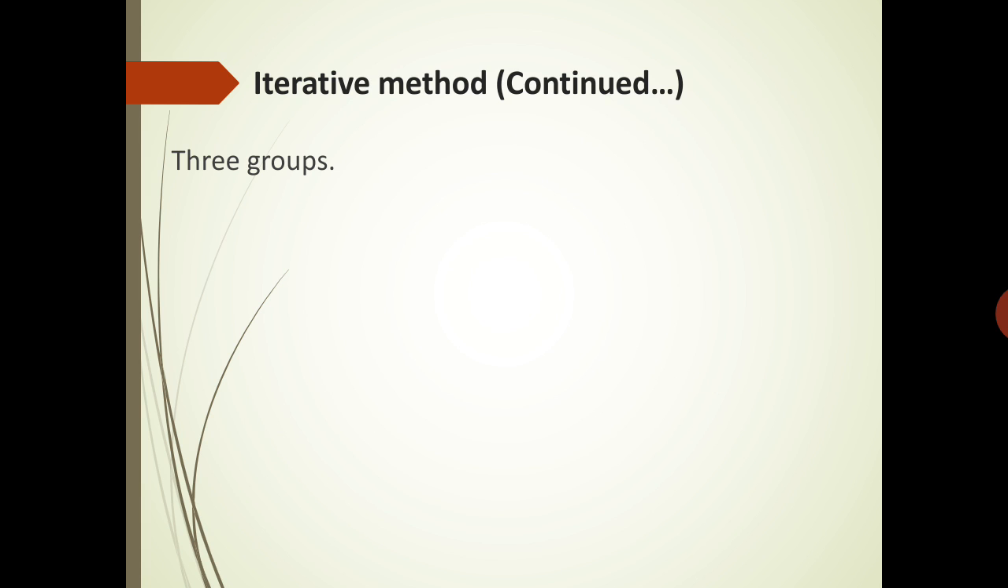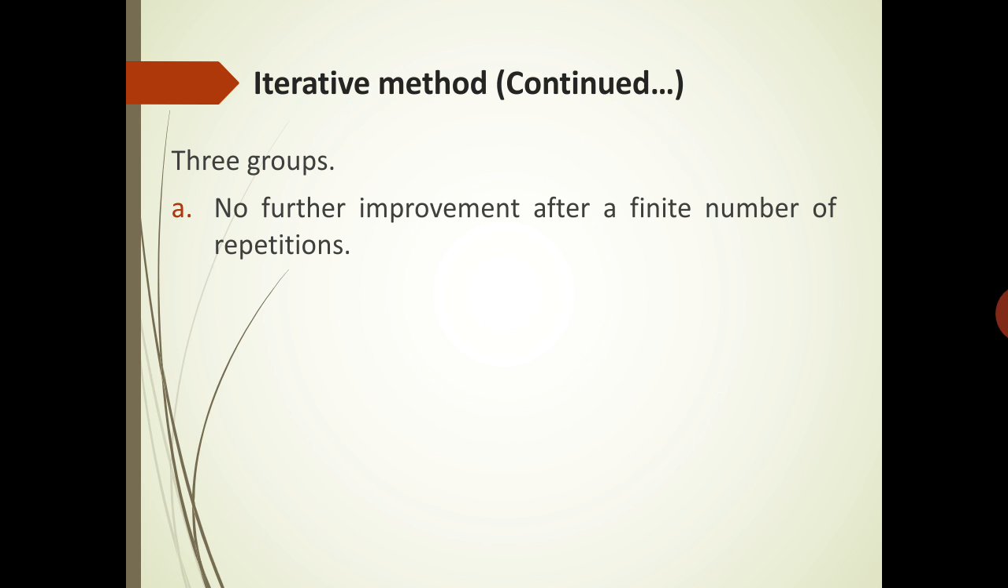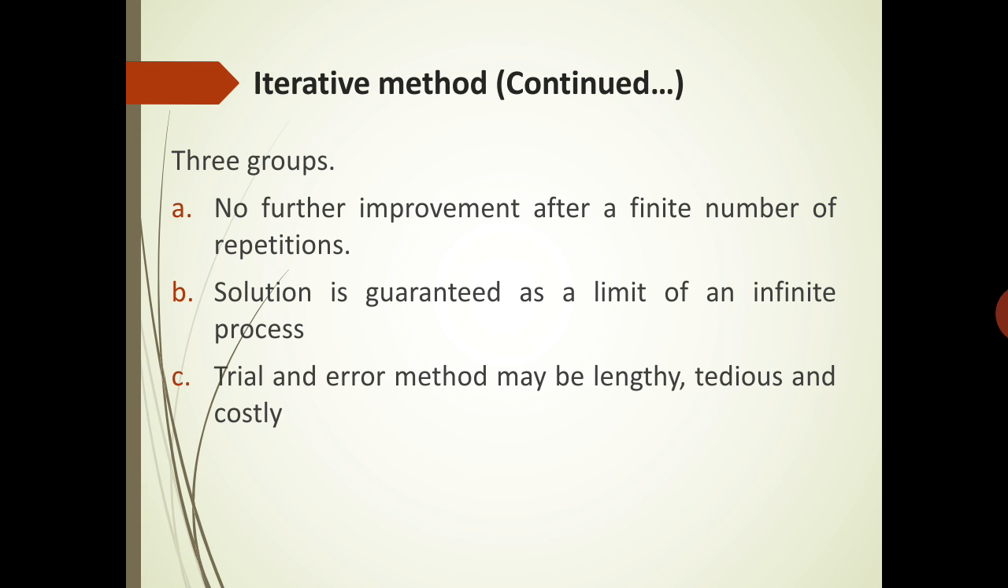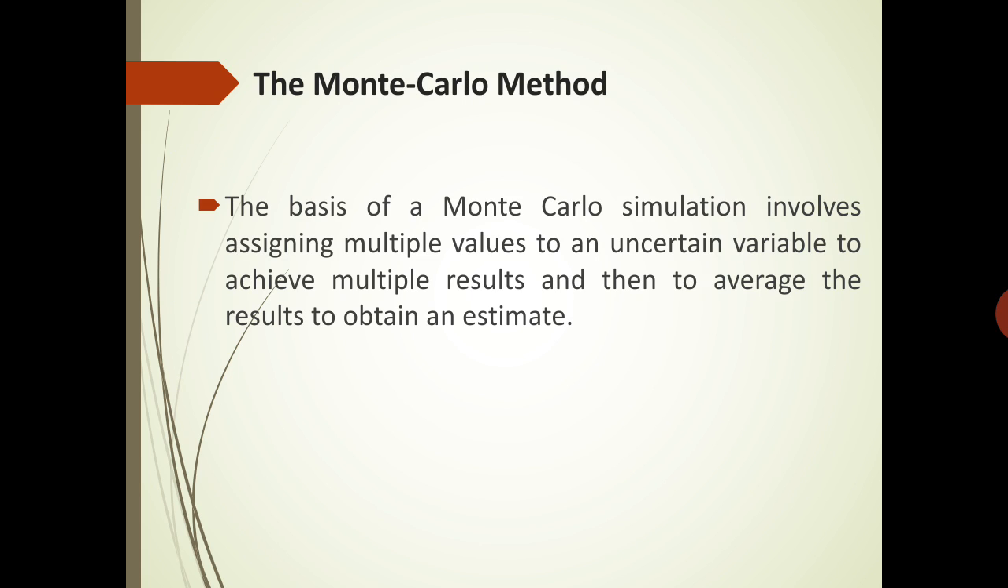There are three types of iterative procedures. First one, after a finite number of repetitions, no further improvement is possible. Second, successive iterations improve the solutions, but the solution is guaranteed as a limit of an infinite process. Third, trial and error method, which is lengthy, tedious, and costly. Third one is Monte Carlo method.